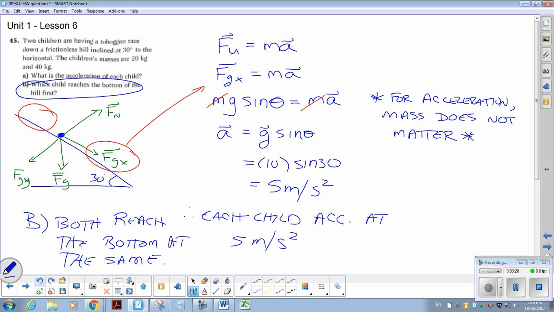But there is your solution to number 45 in lesson 6. If you have any further questions, let me know.